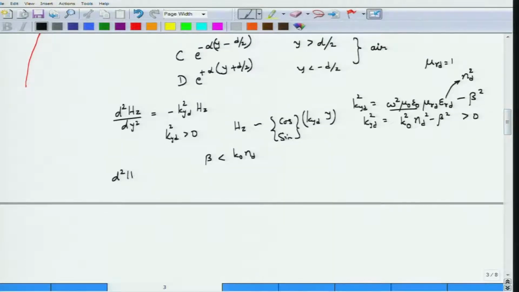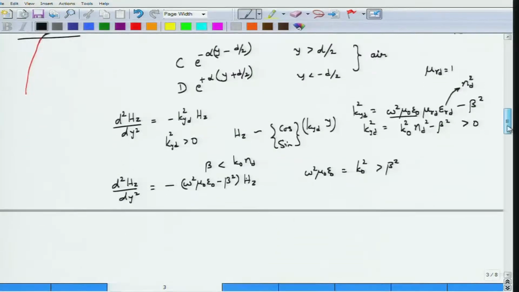Now, to the same equation outside the dielectric, let us say above the dielectric, this should be equal to minus omega square mu 0 epsilon 0 minus beta square times Hz. Again, if omega square mu 0 epsilon 0, which can be written as k0 square, is greater than beta square, the solution will be of the form of cos and sine, which is what I do not want. So what I really want is that this k square should actually be less than 0, so that it is negative and I can have an exponential solution.